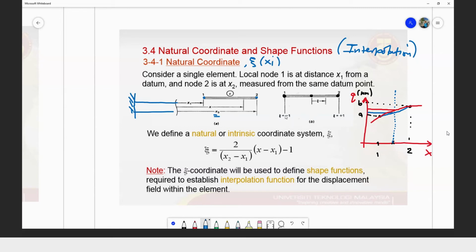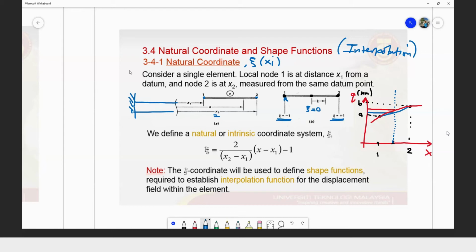Kalau tengok dekat sini, on the left hand side of our element. So this is our element. On the left hand side, so this point, our natural coordinate system, the z is equal to -1. Ni kan, -1. And on the right hand side of our element, dia punya z dia adalah +1. Then if we take the midpoint, so we can say that z equal to 0 because dia dekat the midpoint. So 0, +1, -1. And this value will remain the same.